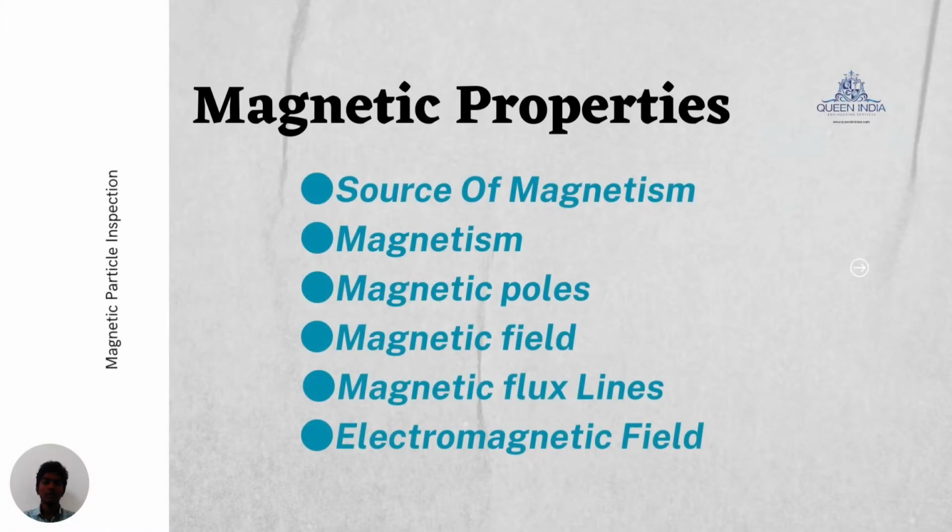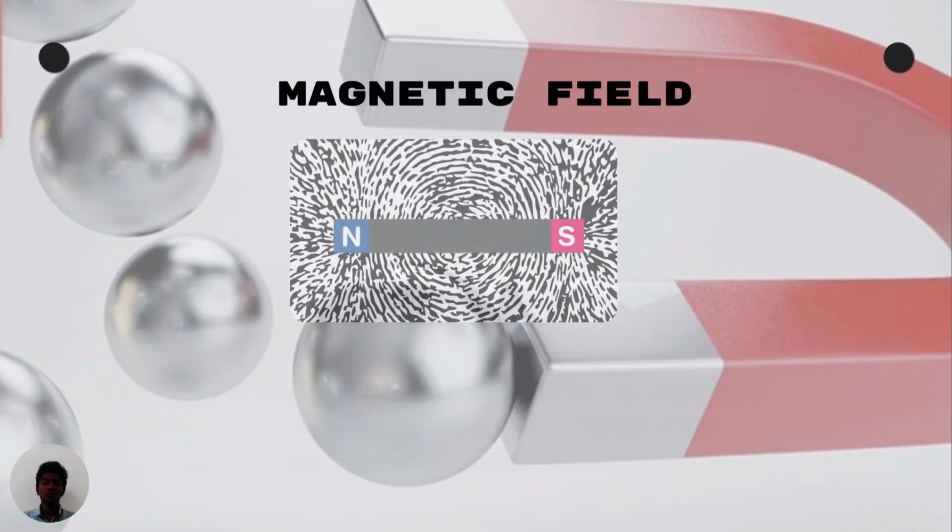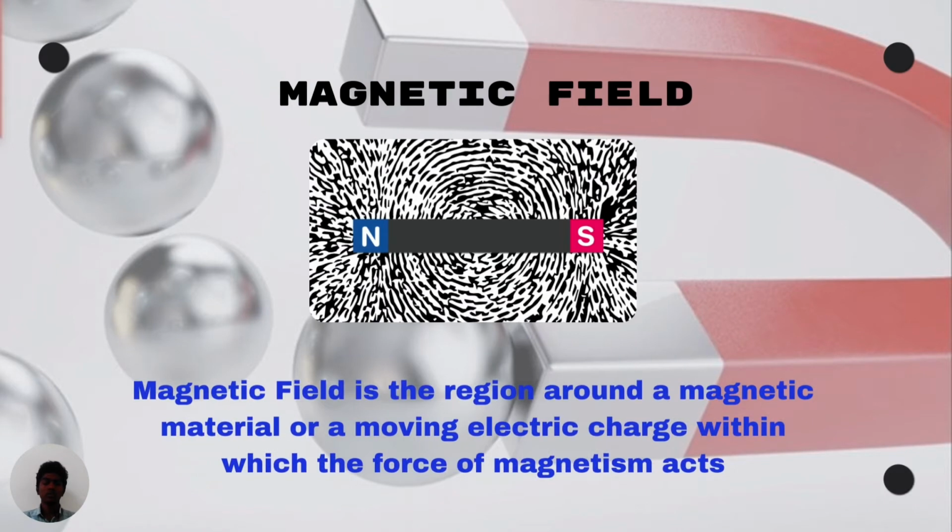Magnetic properties: source of magnetism, magnetic poles, magnetic field, magnetic flux lines, electromagnetic field. First of all, what is a magnetic field? A magnetic field is the region around a magnetic material or a moving electric charge within which the force of magnetism acts.